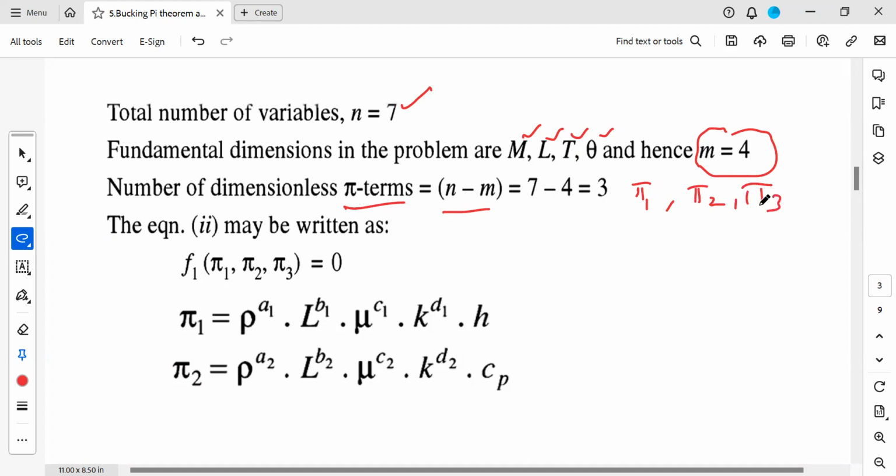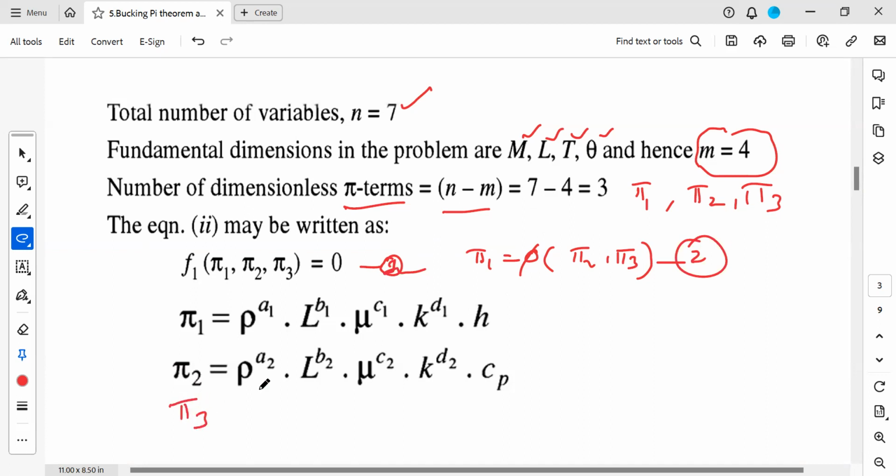All these pi 1, pi 2, pi 3 are dimensionless groups, or dimensionless numbers. By considering pi 1, pi 2, pi 3, the equation will be transformed to a function of pi 1, pi 2, pi 3 equal to 0, or we can write pi 1 is a function of pi 2, pi 3. So equation 1 can be transformed to equation 2. Let us write the variables for pi 1, pi 2, pi 3.